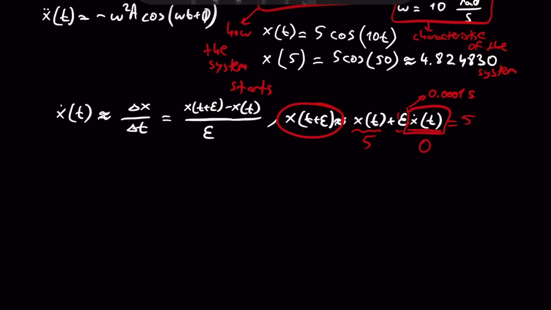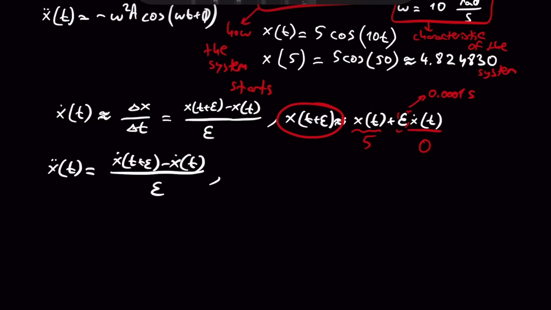We also need a way to update the velocity. How do we do that? Well, I also know what x double prime is. It's going to be similarly the change in the velocity divided by some tiny time interval, which is epsilon again. So we now have an expression for the next velocity, the velocity at time t plus epsilon. It is the starting velocity plus the tiny change in the velocity.